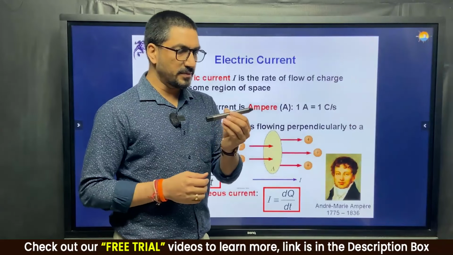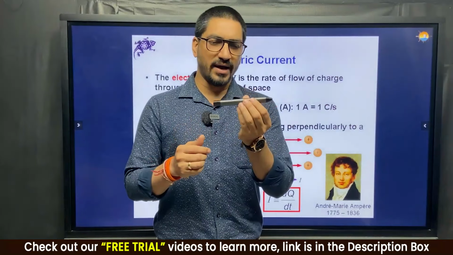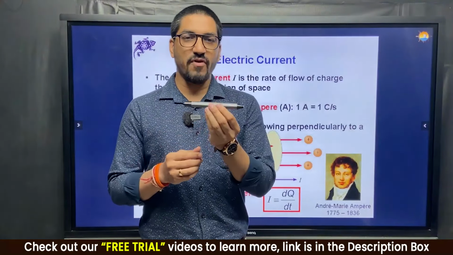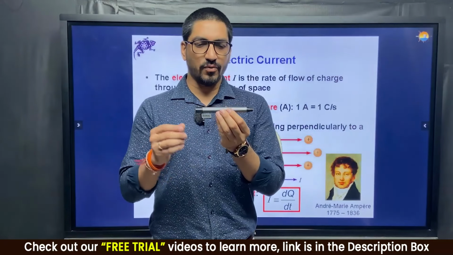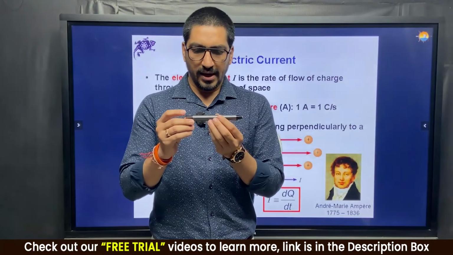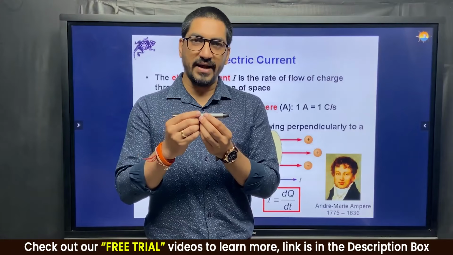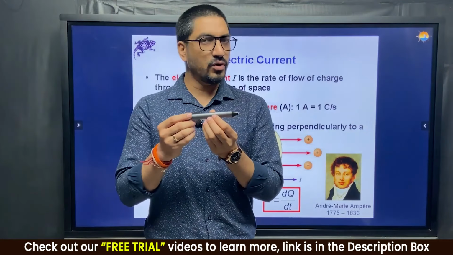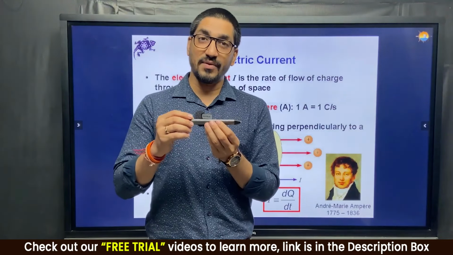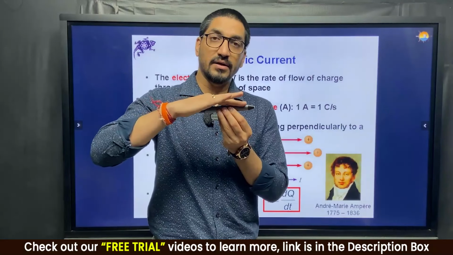So let's say this is a conductor, an electrical wire, and it's made of atoms, and furthermore atoms can be divided into protons, electrons and neutrons. And as we know, protons and neutrons are at the center of an atom, basically the nucleus, and they don't move. So it's the electrons that are in motion. So electrons are traveling in the wire.